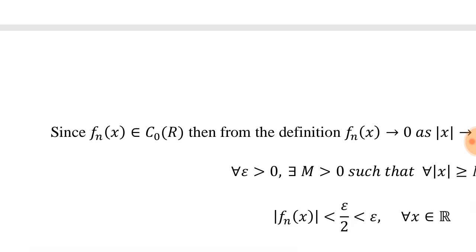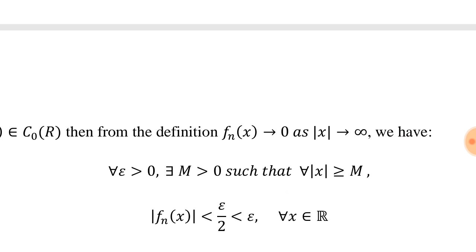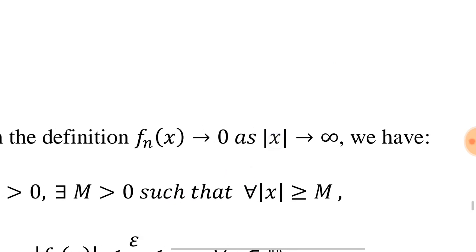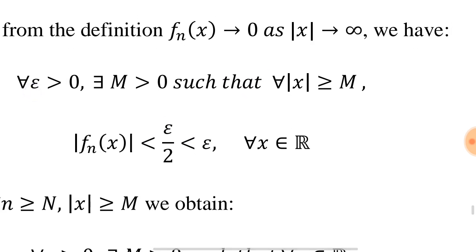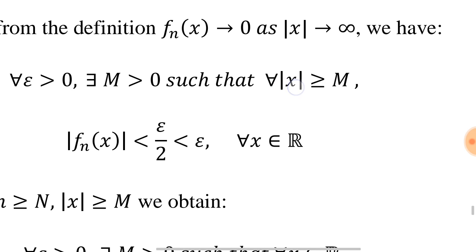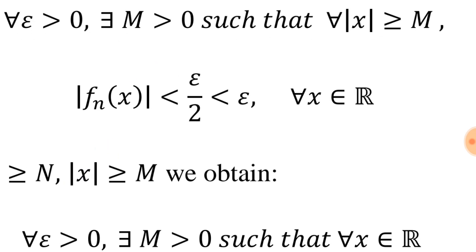Since f sub n of x is in C sub 0 of R, then from the definition of f sub n of x approaching 0 as the absolute value of x approaches infinity, we have that for every epsilon greater than 0, there exists capital M greater than 0 such that for every x with the absolute value of x greater than or equal to capital M, we have the absolute value of f sub n of x is less than epsilon over 2 and less than epsilon for every x in R.